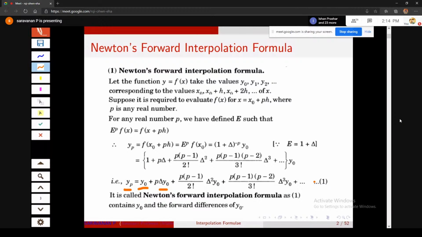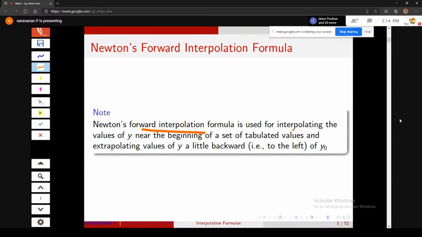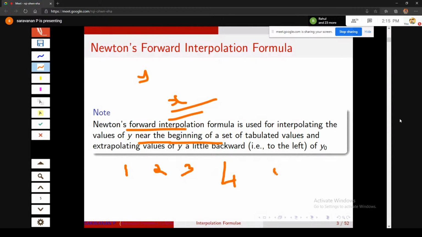Now, Newton forward interpolation formula is used for interpolating the values of y near the beginning of a set of tabulated values and extrapolating the values of y little backward, that is to the left of y0. Okay. So we will use the Newton forward interpolation formula if you want to find the value of y corresponding to some x, where this x lies near the beginning of the table. Okay, for example, if it is 1, 2, 3, 4, etc., 4, 5, 6, etc. Okay, the corresponding y is given. Y value is something given here.